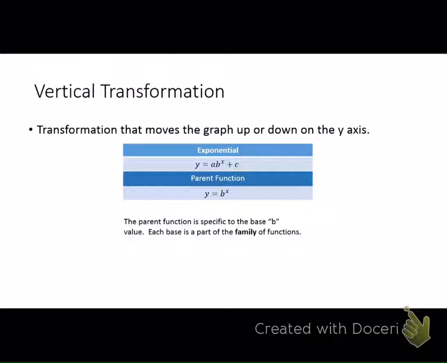So we know an exponential is y equals ab to the x plus c. C is your asymptote. If c equals 0, a is your y-intercept. That's only if c equals 0. And b is your growth or decay factor, so what you're multiplying by each time.